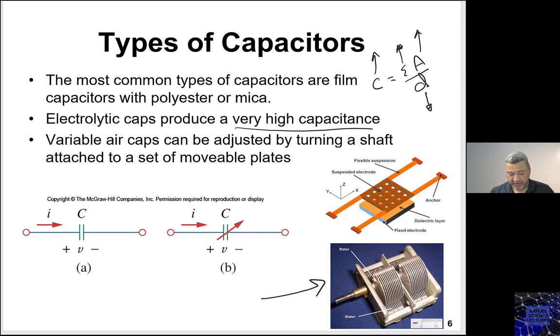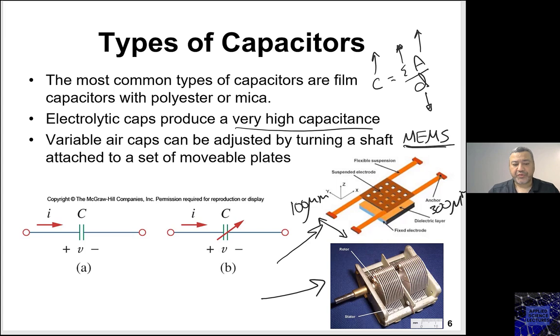However, I also added another capacitor. This is called a MEMS variable capacitor. This capacitor is in the range of micrometers. So we're talking here maybe 300 micrometers by 100. So the concept itself is still used, and it's extremely important, and it's used in several applications.